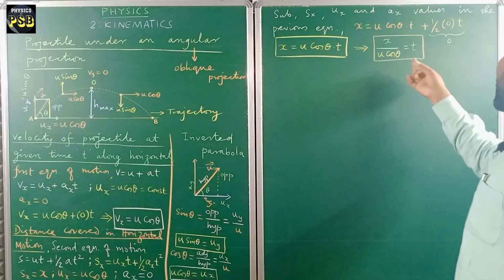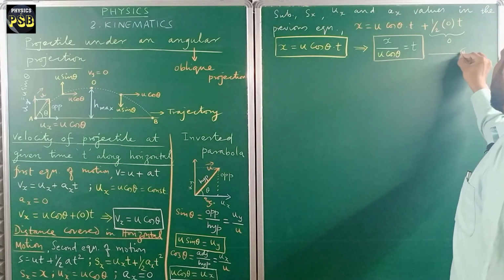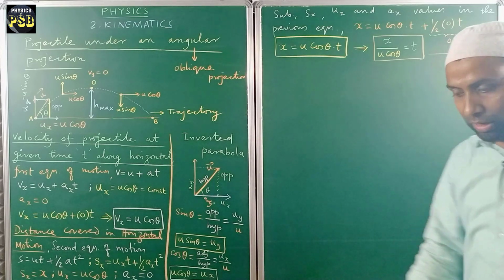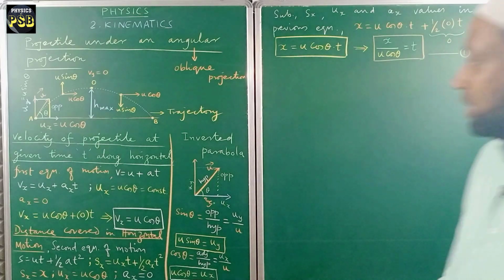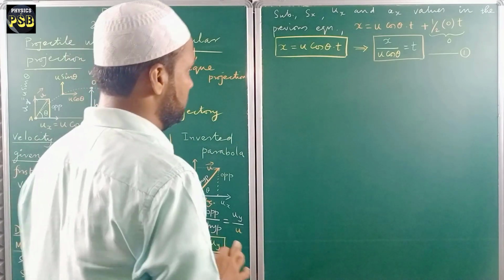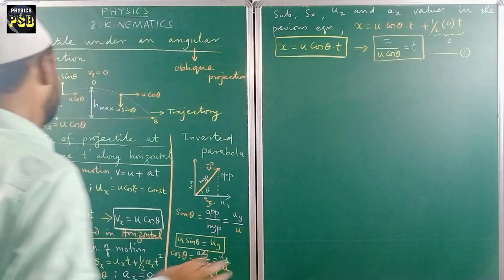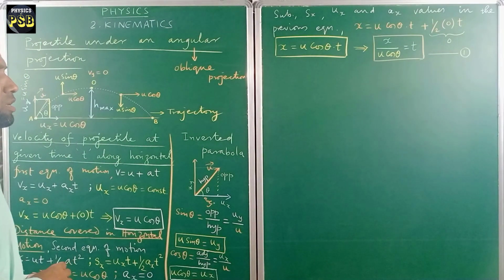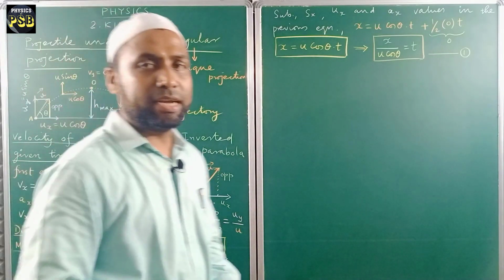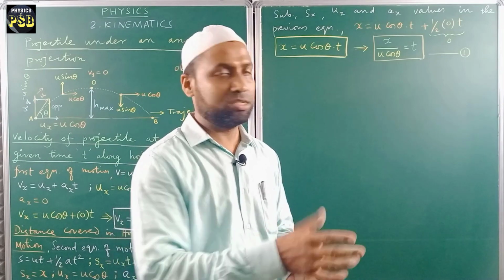I'm going to use this one. I'll take this one as equation number 1. Right? So the next case I'm going to use it. So it is named as equation number 1. But this one can easily find out the velocity and the distance covered in the horizontal motion.